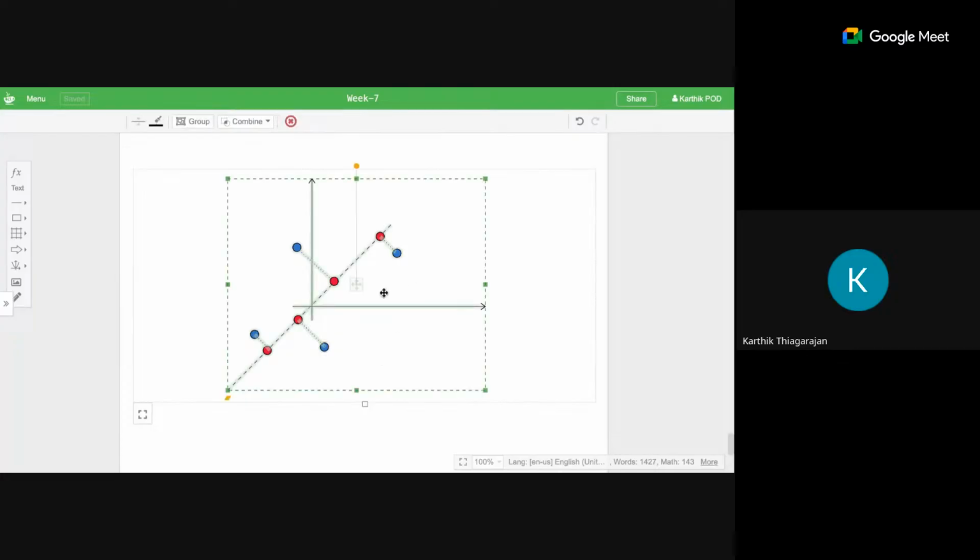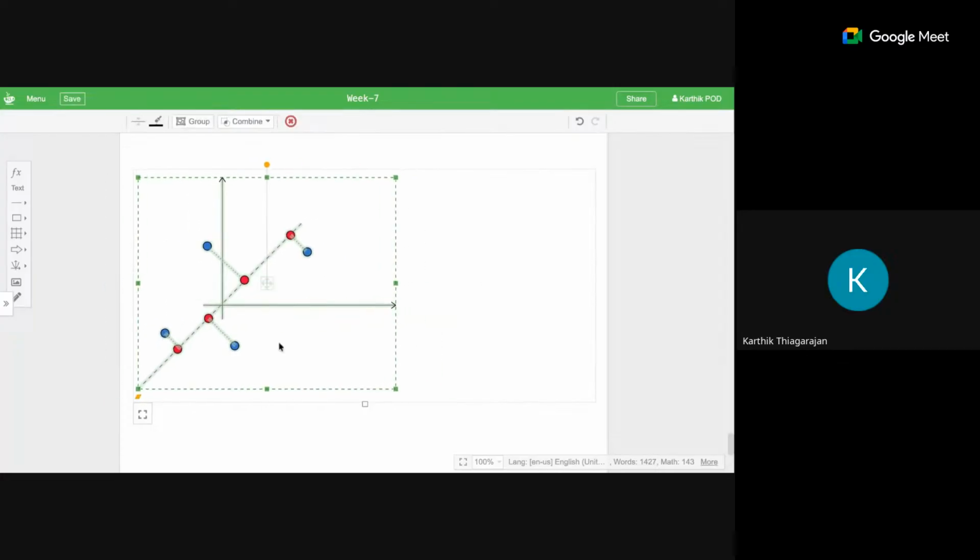In parallel, I'll draw another line. So here, what is the spread? It is this distance squared plus this distance squared. So the sum of the squared distances. The distances of the red points from the origin should be maximized in some sense, right? So the sum of the distances.